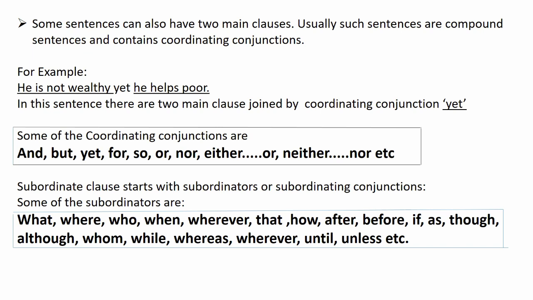A subordinate clause starts with subordinators or subordinating conjunctions. Some of the subordinators are what, where, who, when, wherever, that, how, after, before, if, as, though, although, whom, while, whereas, until, unless, etc., and the list goes on. A very important tip: when you have to identify a subordinate clause, remember that a subordinate clause always starts with a subordinator.